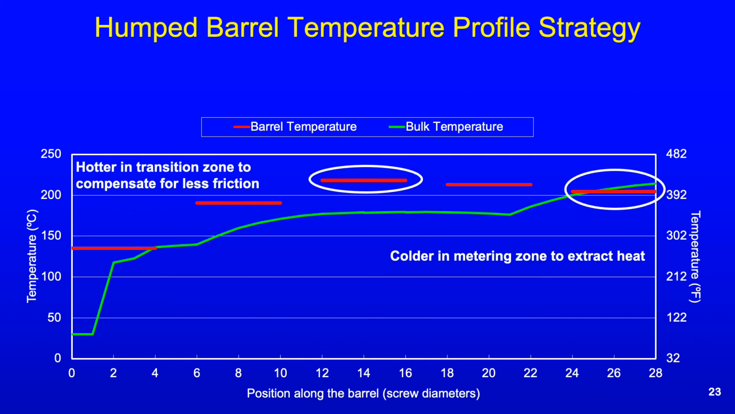In this particular case, I had recommended they move to a humped temperature profile, and that's hottest in the center. Hotter in the transition zone to compensate for less friction because what's happening is you're starting to melt, and what you need to do is make sure that there's enough friction there to complete the melting process, and as a result, you can get decent output.